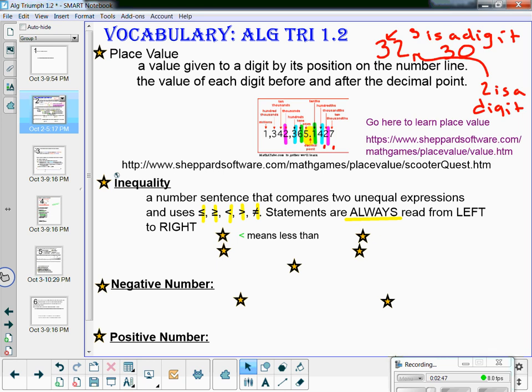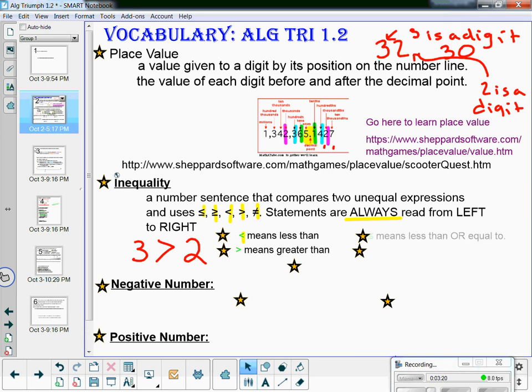This symbol means less than. We could say 3 is less than 4. That would be true. We read it from left to right. Let's look at our next symbol. This symbol means greater than. Reading left to right, 3 is greater than 2.